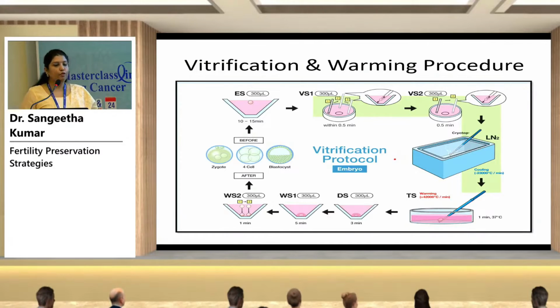Usually we go for vitrification, where the oocytes are subjected to a higher molar concentration of solutes, and then they are plunged into liquid nitrogen, which is almost minus 196 degrees. Later, if you want to retrieve them, they are thawed back, where they are subjected to thawing solution, diluting solution, and wash solution, and then they are transferred.